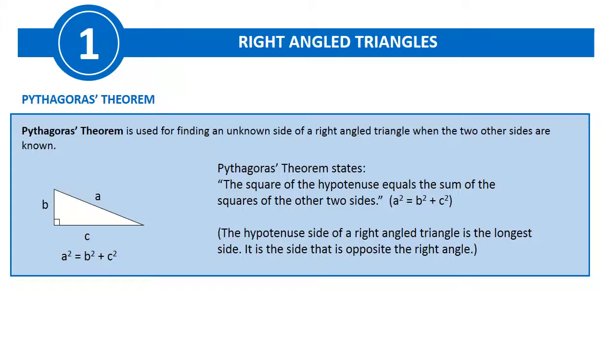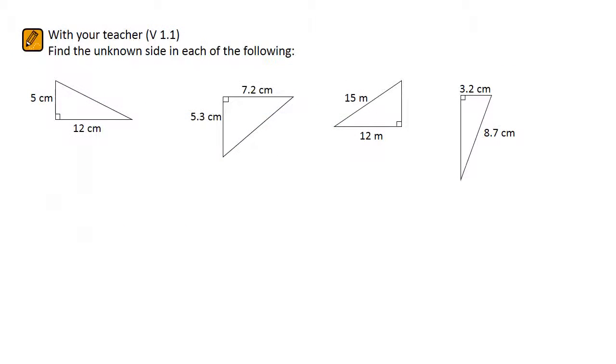The hypotenuse side of a right-angled triangle is the longest side. It's the side that is furthest away, or opposite, the right angle. In these examples, we need to find the unknown side. In the first one, the unknown side is the hypotenuse. Let's call it x.